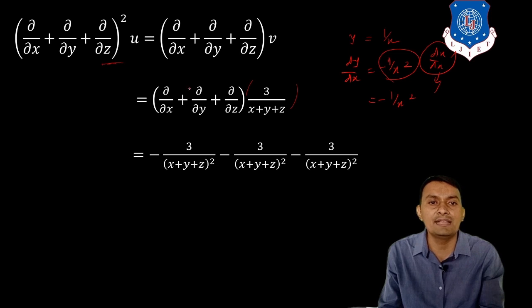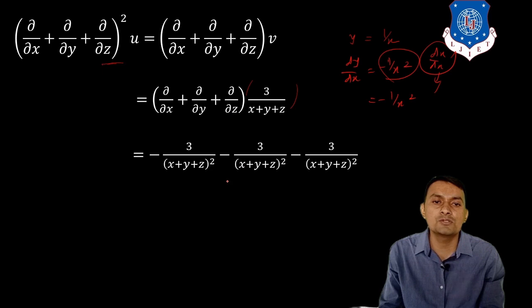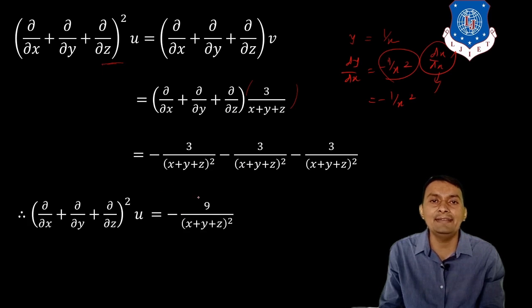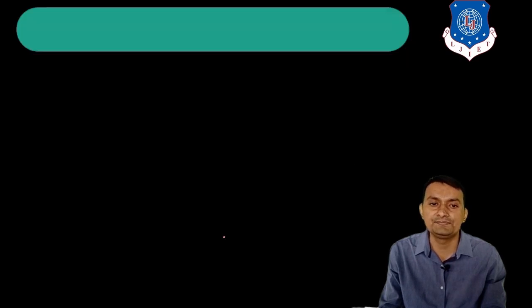Minus 1 divided by whatever we have, so (x plus y plus z) whole square. Then the derivative with respect to x of the function x plus y plus z is what? Only 1. So we can say minus 3 divided by (x plus y plus z) raised to power 2. Same argument for the partial derivative with respect to y as well as the partial derivative with respect to z. So we can observe that what we are going to get is minus 9 divided by (x plus y plus z) raised to power 2, and that is all about the solution.